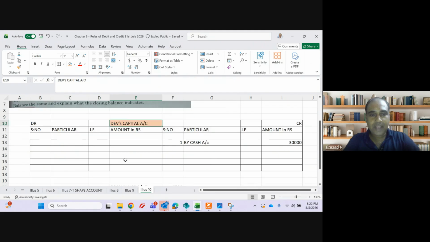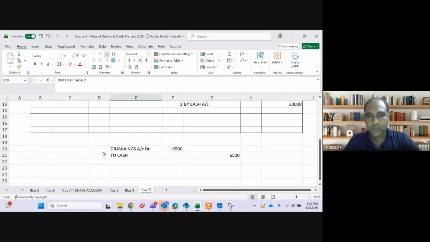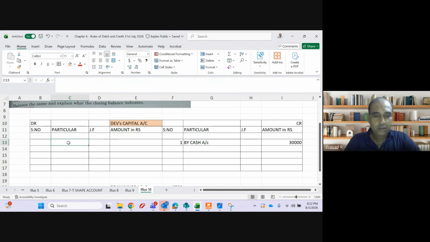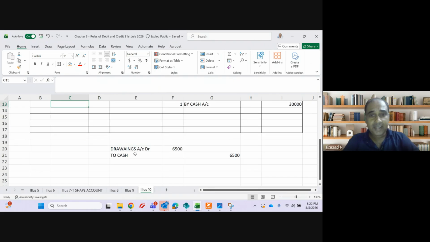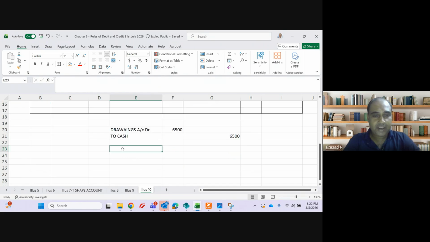So, Dev's capital account. See, there are two ways of doing this. Either I can put to cash here and mention in bracket as drawings, or alternatively, I can pass another accounting entry. What is reducing because of drawings? Capital. Dev's capital account debit to drawings. This also I can pass as an accounting entry.